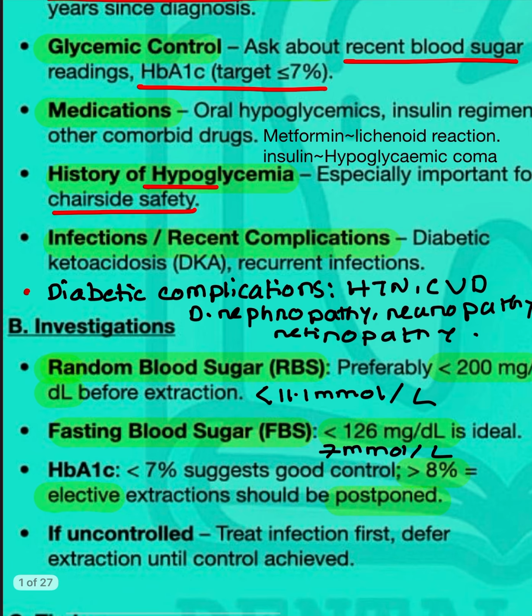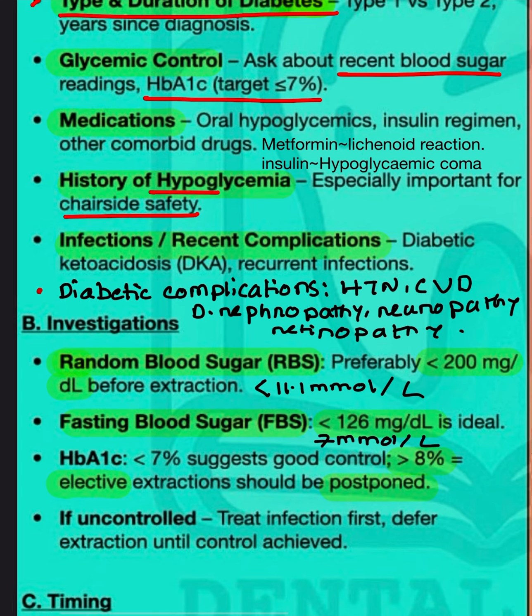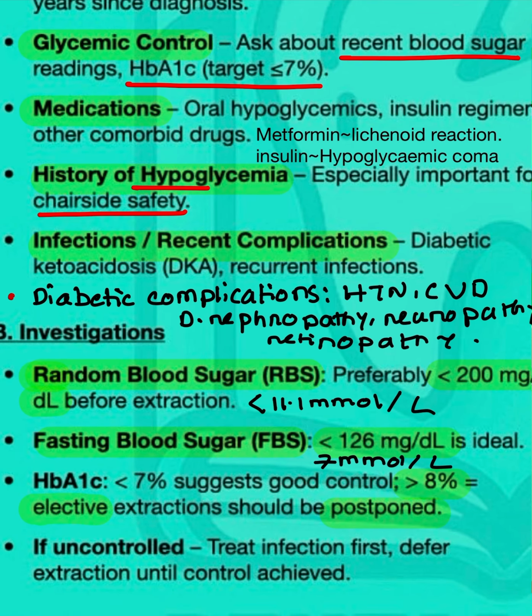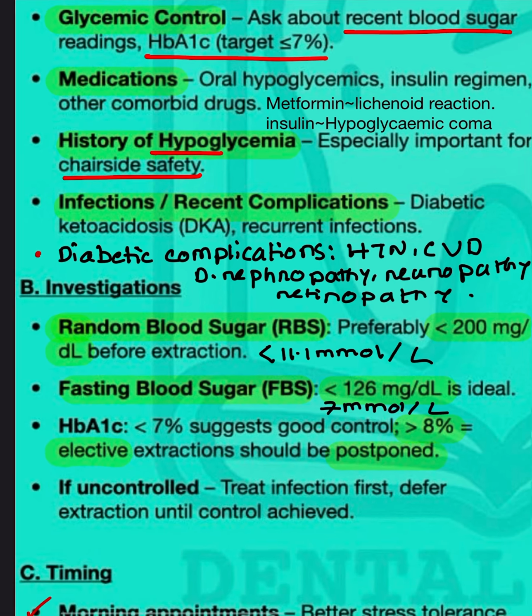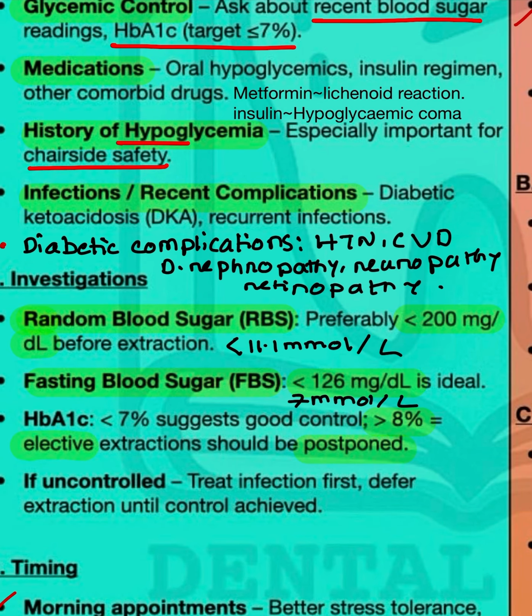We already discussed metformin, which causes lichenoid reaction, and if the patient is on insulin, he has increased risk of hypoglycemic coma. We can ask about the patient's hypoglycemia history, whether someday he became unconscious or felt dizzy due to hypoglycemia, or any history of hypoglycemic attack. That may help for our chairside safety. And we'll ask about associated diabetic complications: hypertension, cardiovascular disease, diabetic nephropathy, neuropathy, or retinopathy.